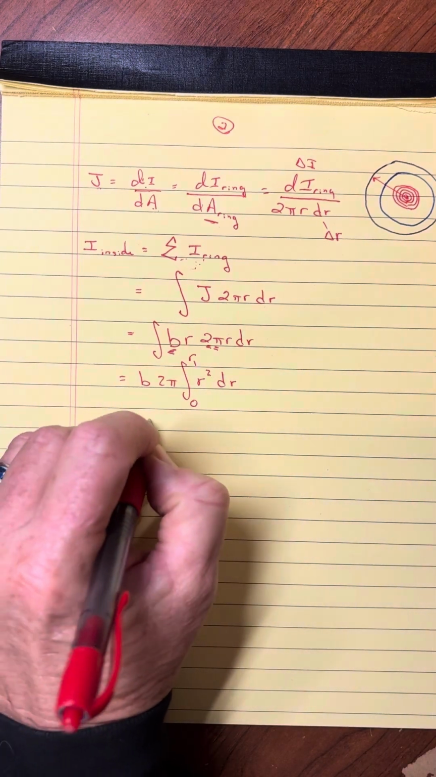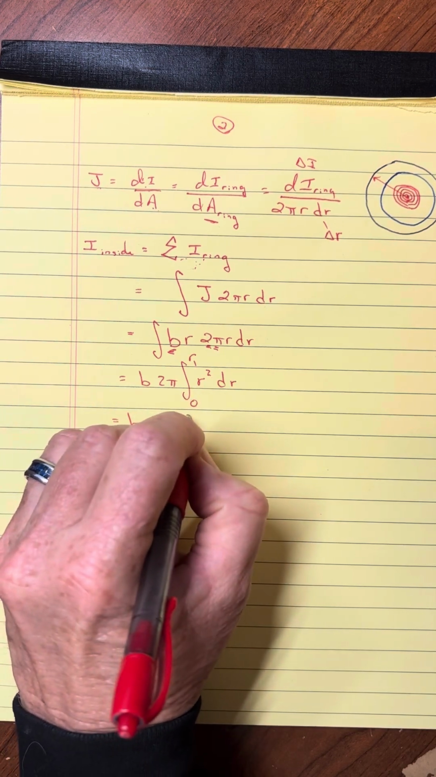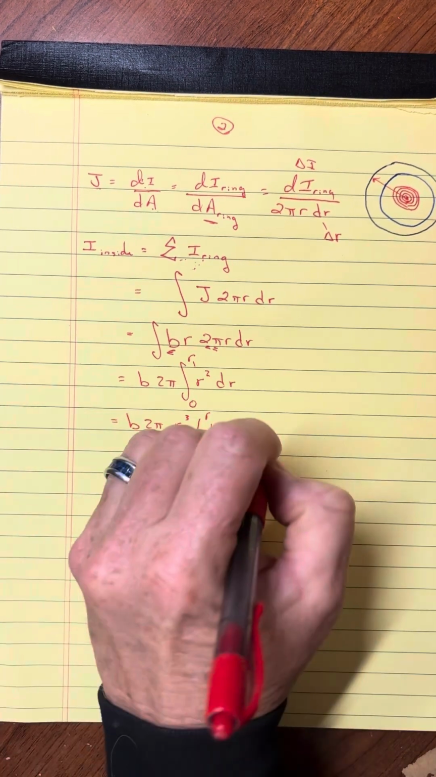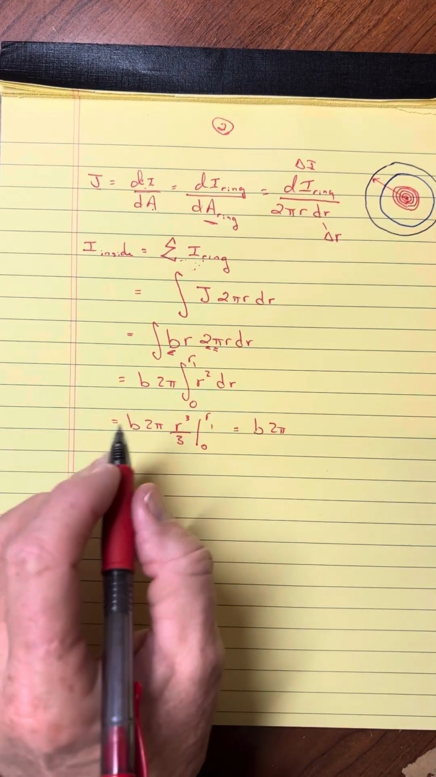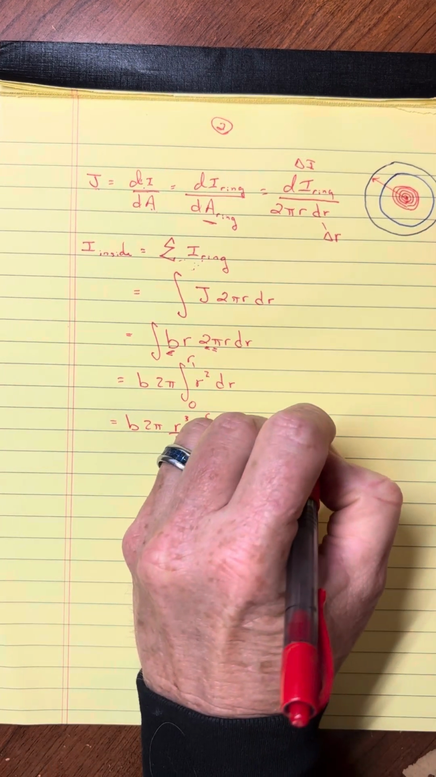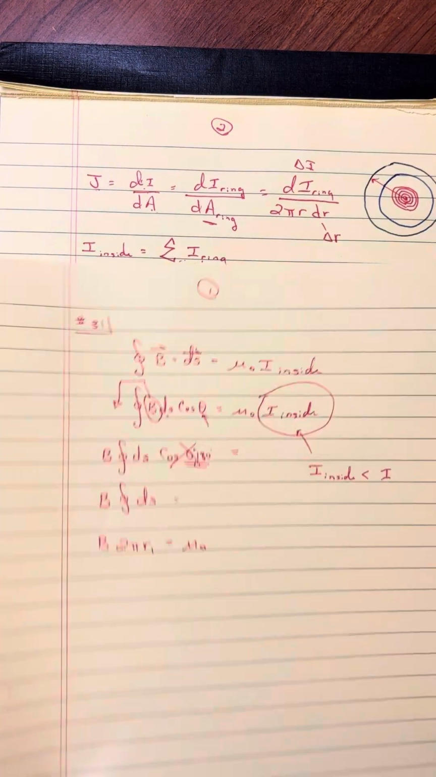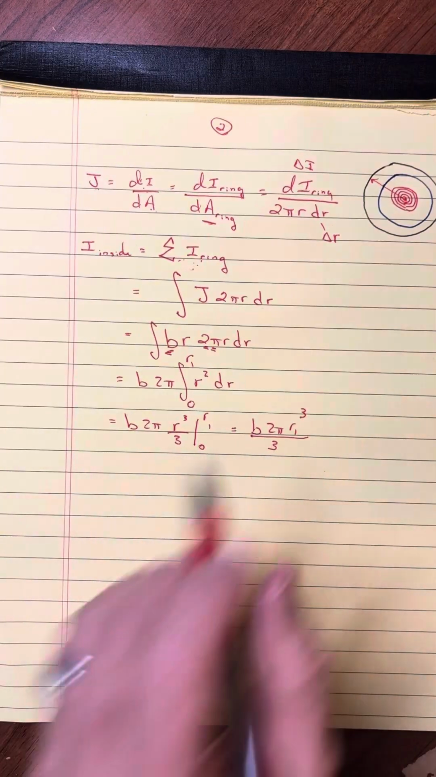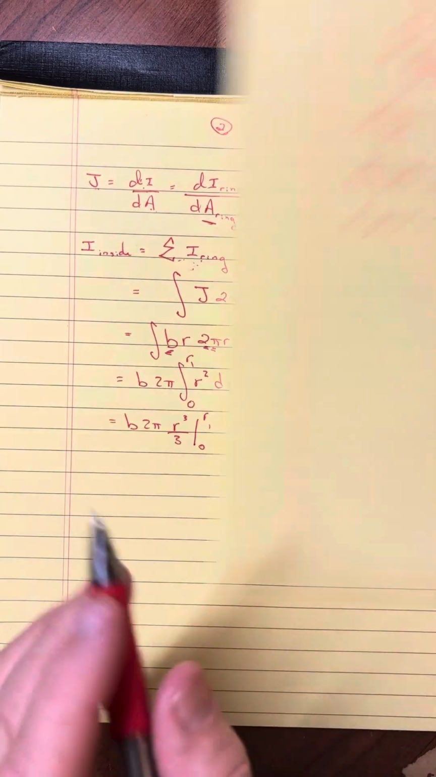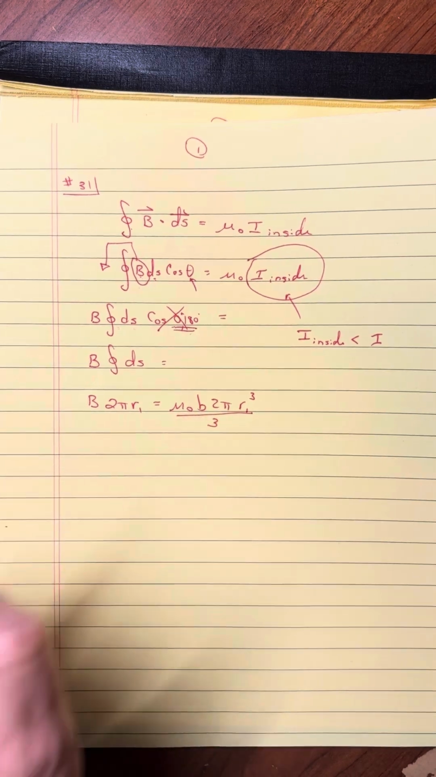So let me just call this a B, a 2 pi, and then this would be R cubed over 3 evaluated from 0 to R1. So that's a B, 2 pi, and I guess I'll put the 3 here, and this will be an R1 cubed. Okay, so let me take that and go back to page 1. So here's page 1, and I'm going to put this then as a B times a 2 pi, and this will be an R1 cubed over 3.